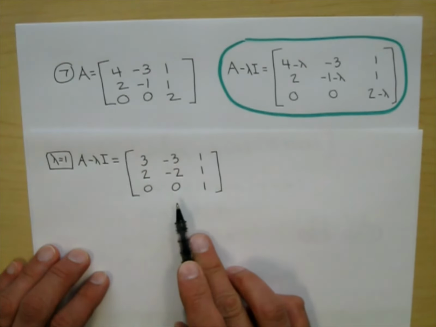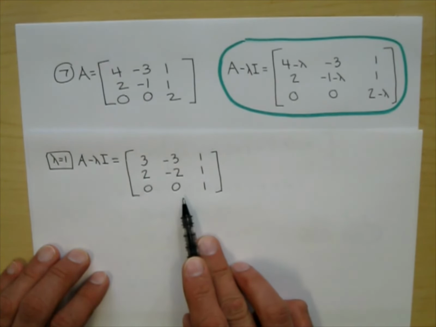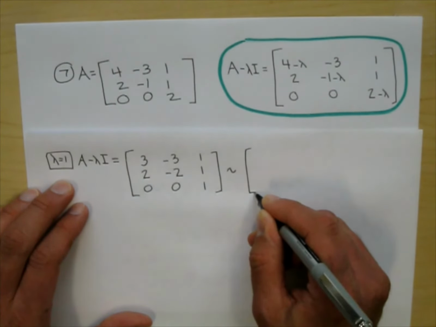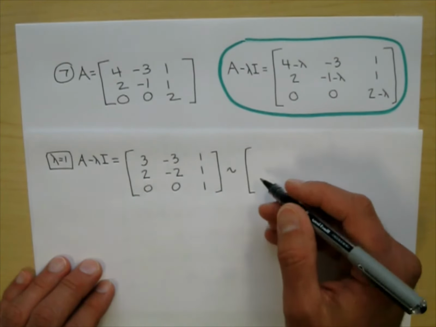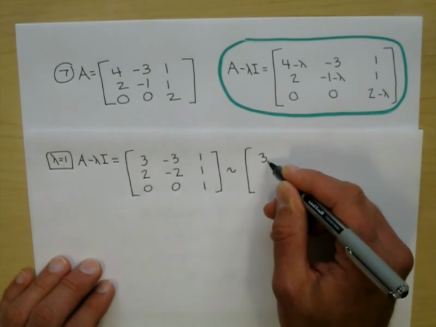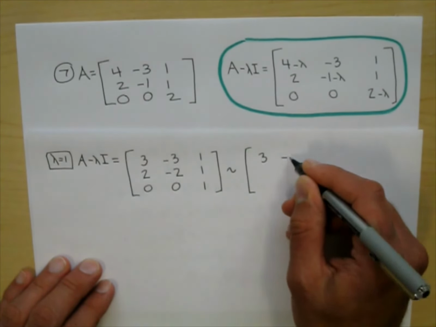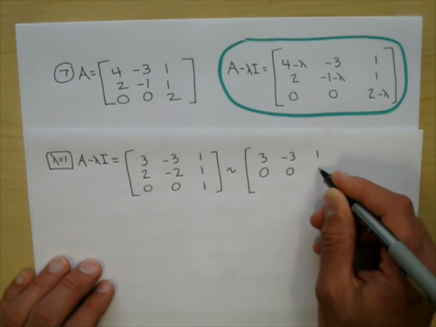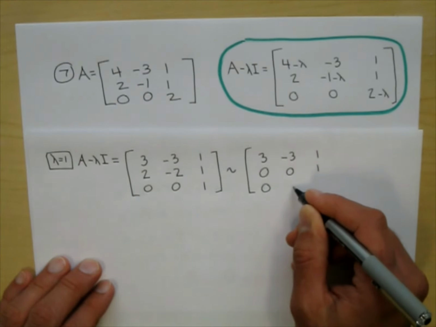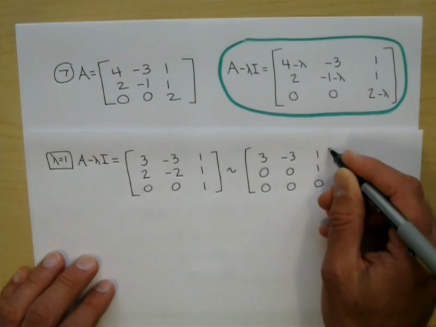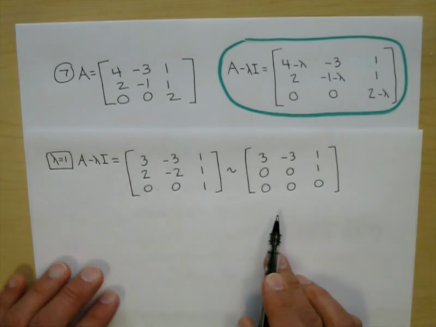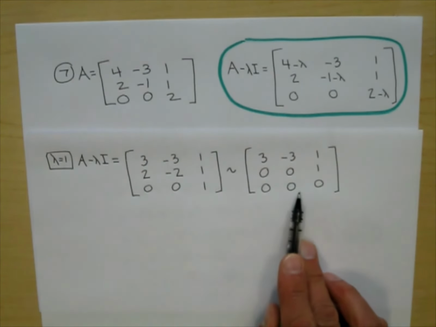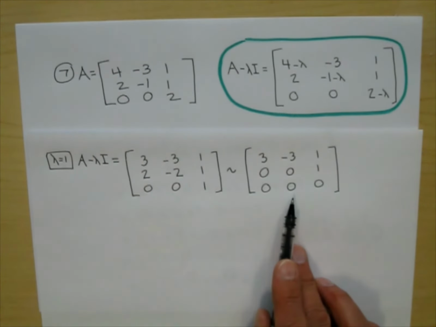Okay, the next thing you want to do is row reduce this. When I row reduce it, I'm not going to put it in row echelon form because I'm just going to leave this as a leading 3. I get 3, negative 3, 1, 0, 0, 1, 0, 0, 0. And remember what we said: if this is legitimately an eigenvalue, you should have at least one row of zeros when you do these operations.